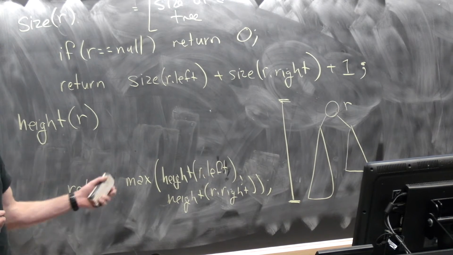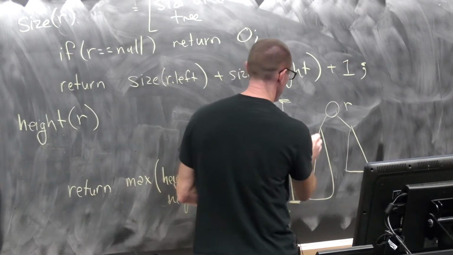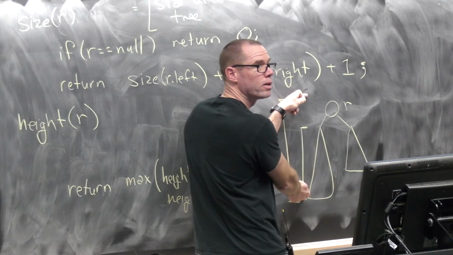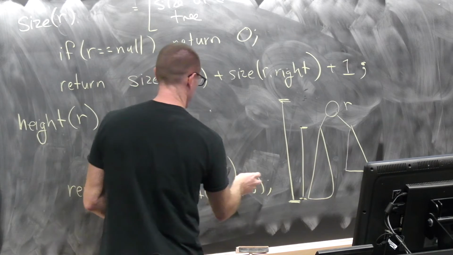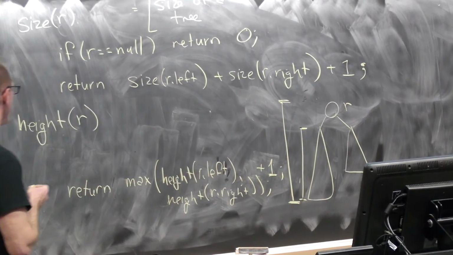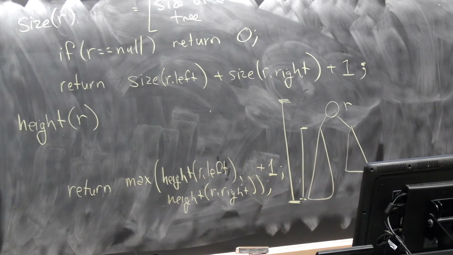Is this correct? Yeah. Plus one, right? The height of this tree here is one less than the height of this tree because there's one extra level on top. So we need a plus one here. And we need a base case. What's the base case? The base cases can be telling here.